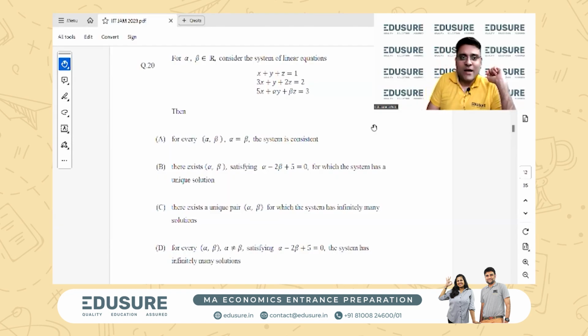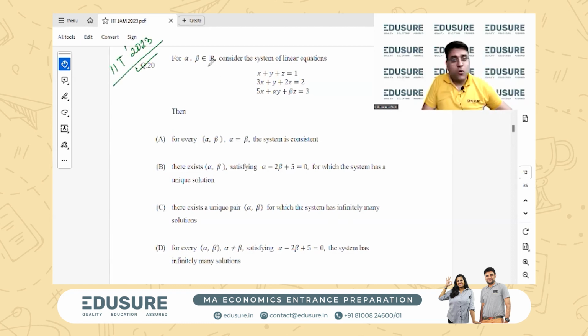So this is IIT JAM 2023, question number 20. For alpha, beta belonging to R, consider the system of linear equations. So then what can be said? There are multiple comments on the consistency of the equation, on the inconsistency of the equation, on infinitely many solutions, and so on and so forth. So let's go ahead and understand when do we get what result. Let's put this on the whiteboard firstly.